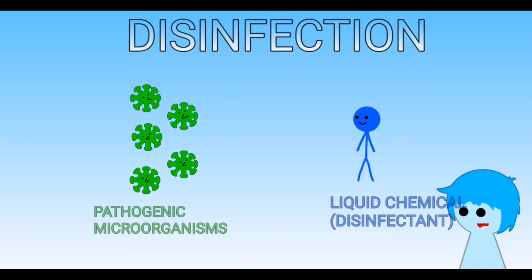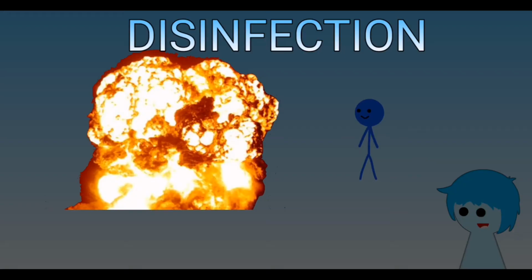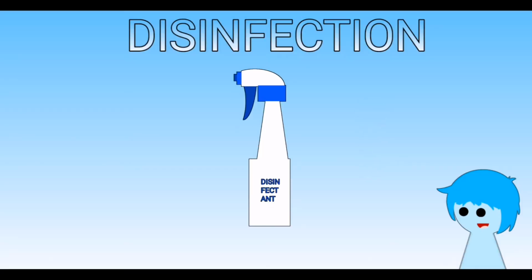Next up is disinfection. So what is disinfection? Disinfection describes a process that eliminates many or all pathogenic microorganisms on inanimate objects. These objects are usually disinfected using liquid chemicals. We are going to perform the steps in disinfection. So here are the materials that we are going to use.